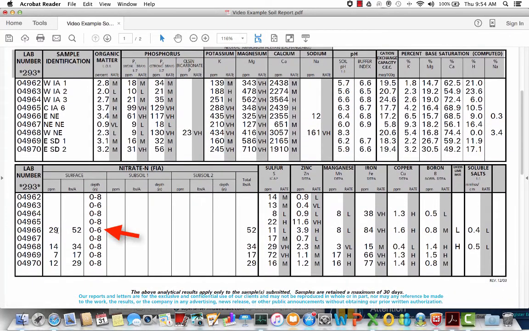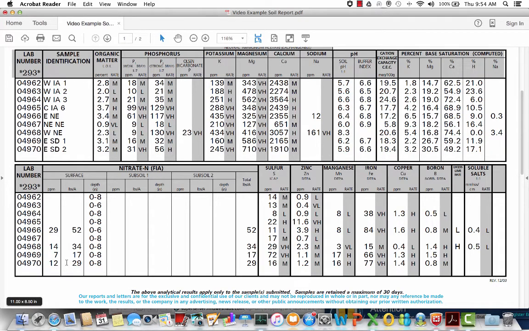We've got a 29 part per million in a 0 to 6 inch sample. We've got a 14 part per million in a 0 to 8 inch sample, a 7 part per million, and a 12 part per million, also 0 to 8 inch samples. And these are coming from that eastern Nebraska soil, the western Nebraska soil, and the 2 eastern South Dakota soils that we're seeing those numbers on.